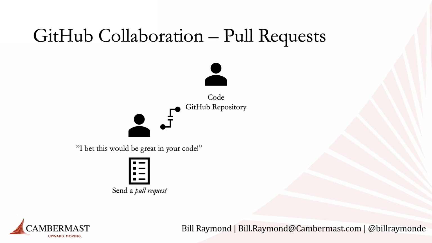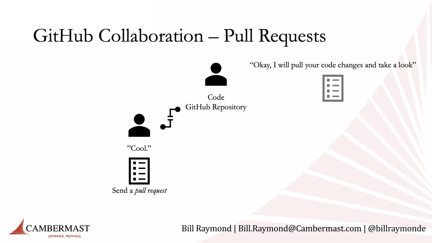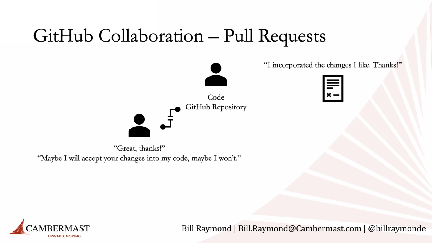Now, if a collaborator wants to share their code with you, they'll send a pull request. Now, what's a pull request? Basically, what they're doing is they're saying, hey, I have some code that I want to share with you. And you'll say, okay, I will pull your code changes and take a look. So the pull request means, hey, original developer, upstream developer as they call them, could you please pull my changes and see what you think? And then, if you like the changes, you can go ahead and incorporate them into your code. You can accept them as is, you can make some modifications, or you can decline them completely.